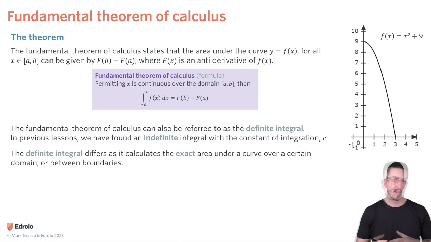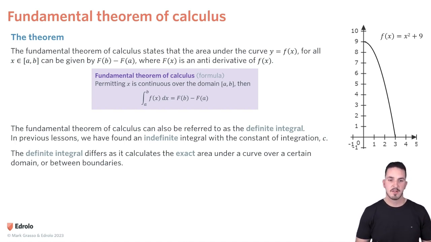In previous lessons, we found an indefinite integral with the constant of integration, or we may have used a point to find the original equation. However, the definite integral differs, as it calculates the exact area under a curve. Before, we were provided with the exact area, whereas in this case, we can now find this exact area ourselves by setting up and evaluating a definite integral.